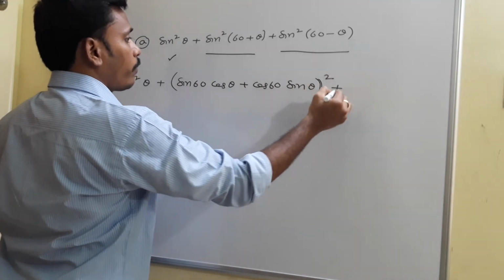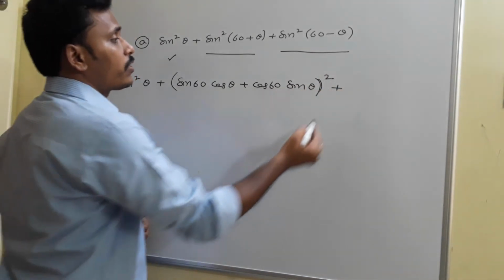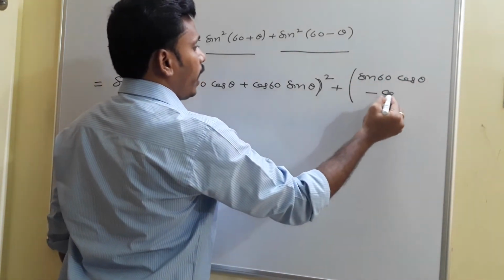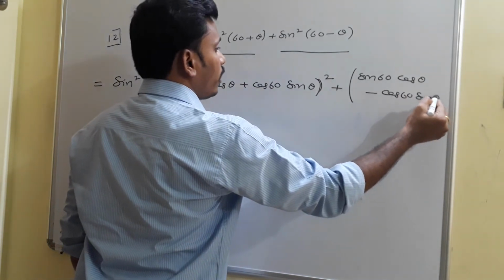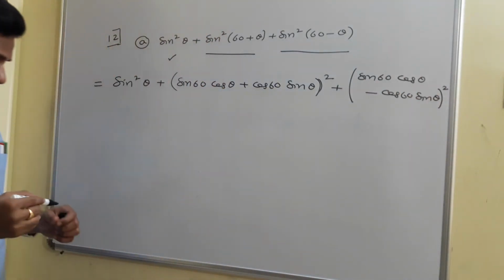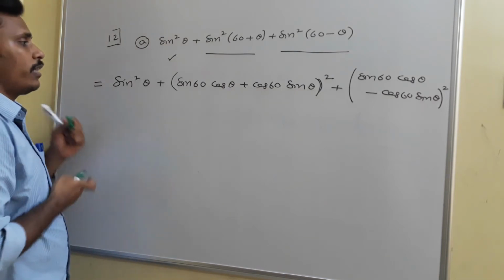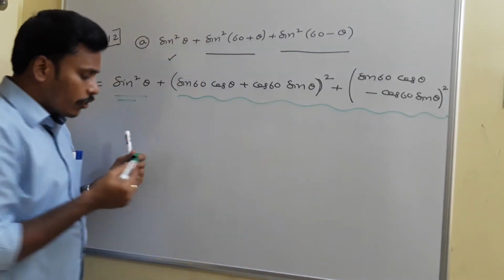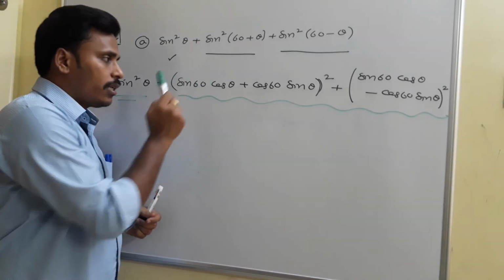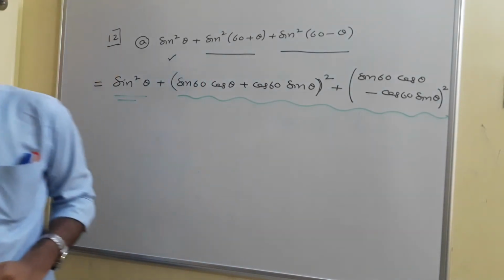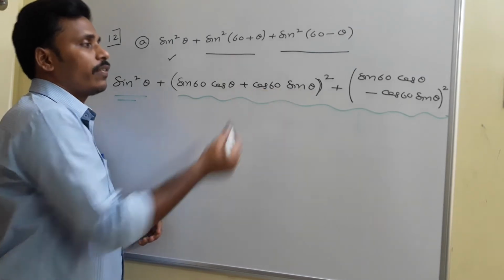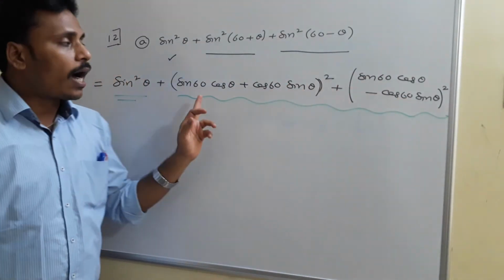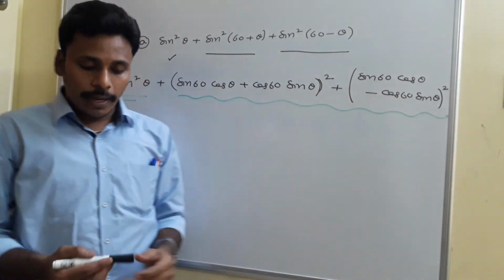So whole square plus sin square of 60 minus theta is just nothing but what? Sin 60 cos theta minus cos 60 sin theta whole square. Yeah, you just look here. You just leave the sin square theta for some time and concentrate on these two terms, okay? Sin 60 cos theta and cos 60 sin theta. They look like of the format alpha plus beta and alpha minus beta. Alpha plus beta whole square plus alpha minus beta whole square.